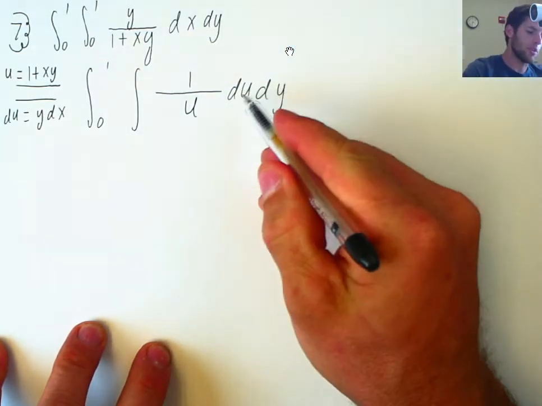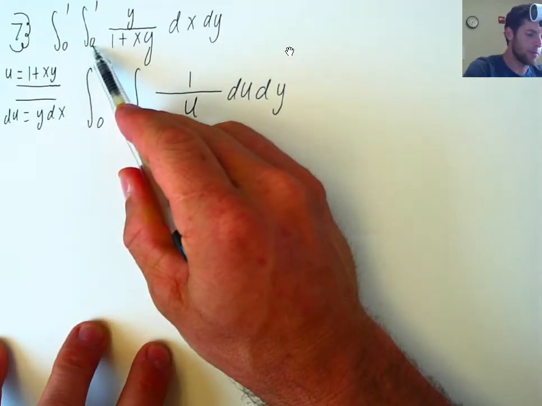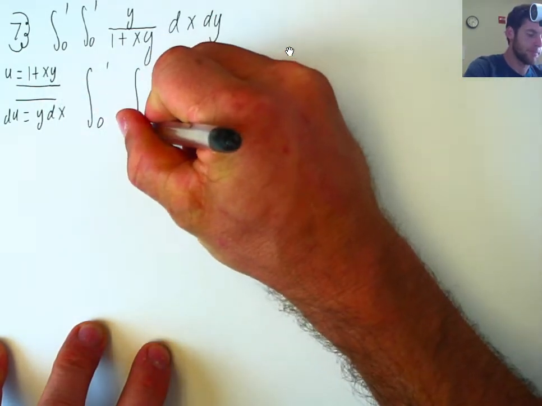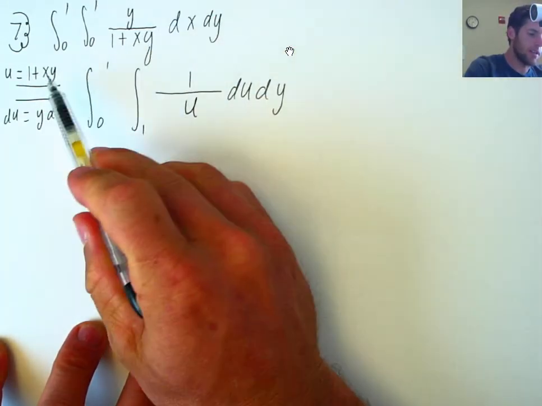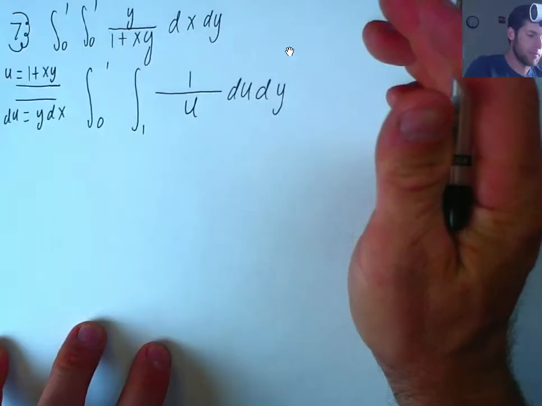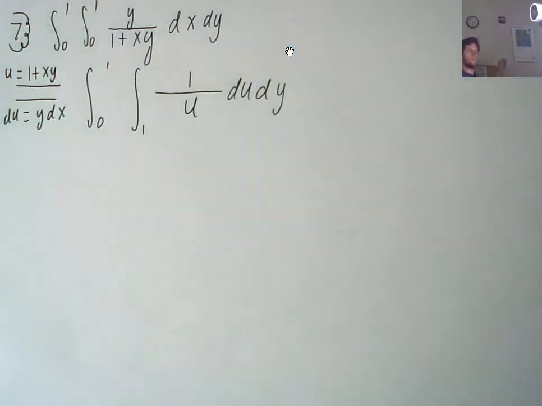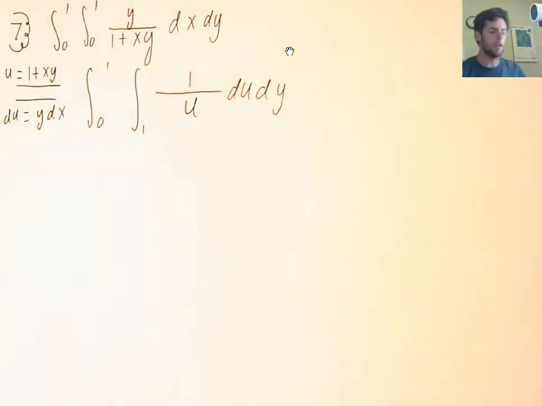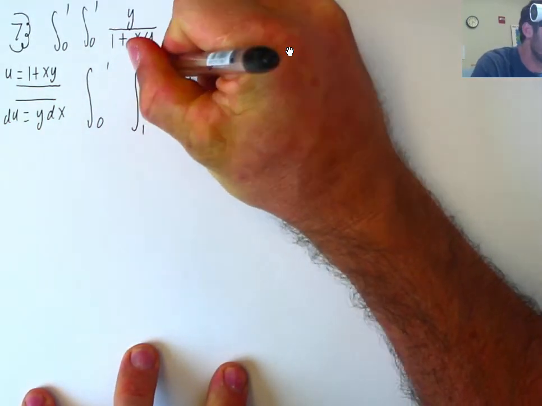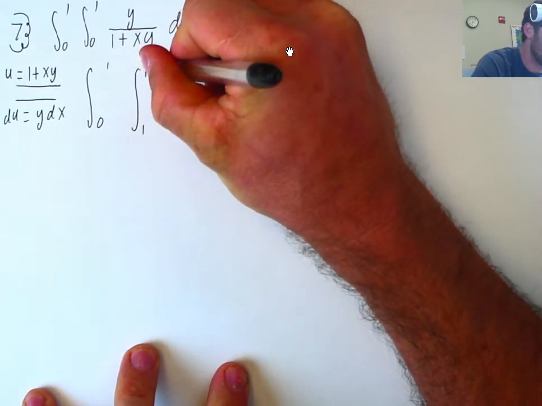Now my limits of integration, u should go from somewhere to somewhere else. Well, when x was 0, u is 1. Replacing x with 0, the lower limit of integration, gives 1 plus 0. And when x is 1, the upper limit of integration is 1 plus x times y, but with x replaced by 1. That's 1 times y, or just y.